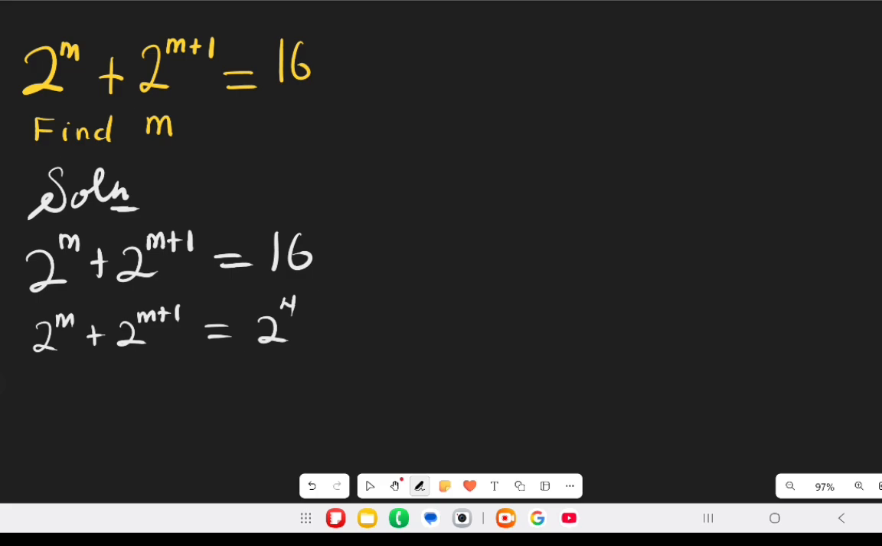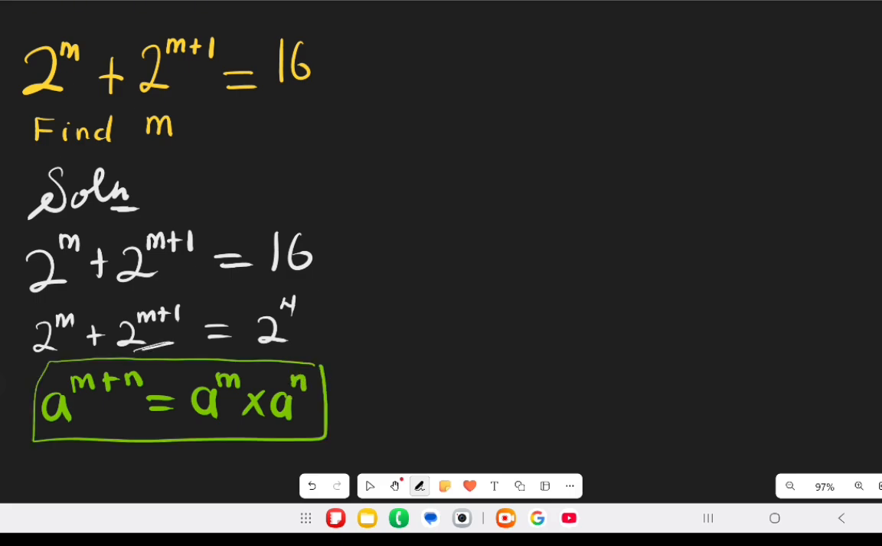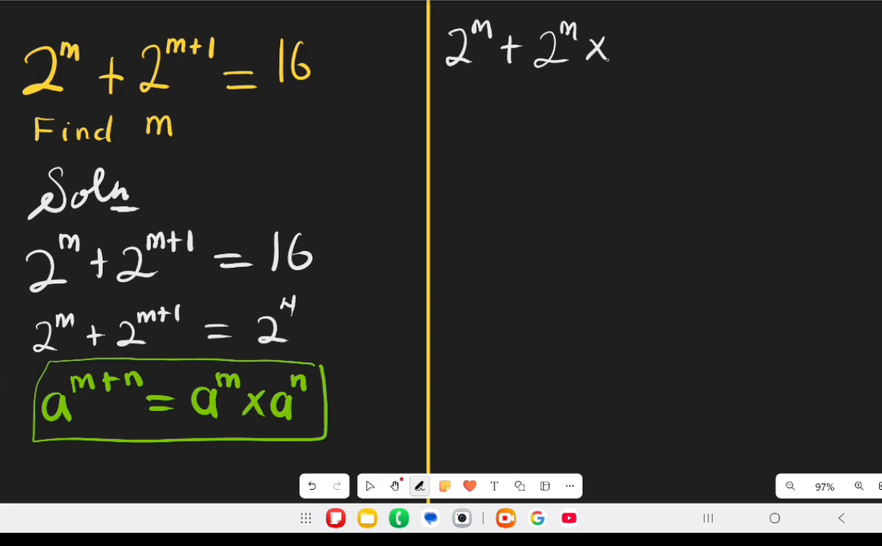Now, in the law of indices, whenever we have a raised to the power of m plus n, it is equal to a raised to the power of m times a raised to the power of n, which we are going to apply here. That is, we have 2 raised to the power of n times 2 raised to the power of 1 equals 2 raised to the power of 4. 2 raised to the power of 1 is the same thing as 2, so everything changes to 2 raised to the power of n plus 2 times 2 raised to the power of n equals 2 raised to the power of 4.